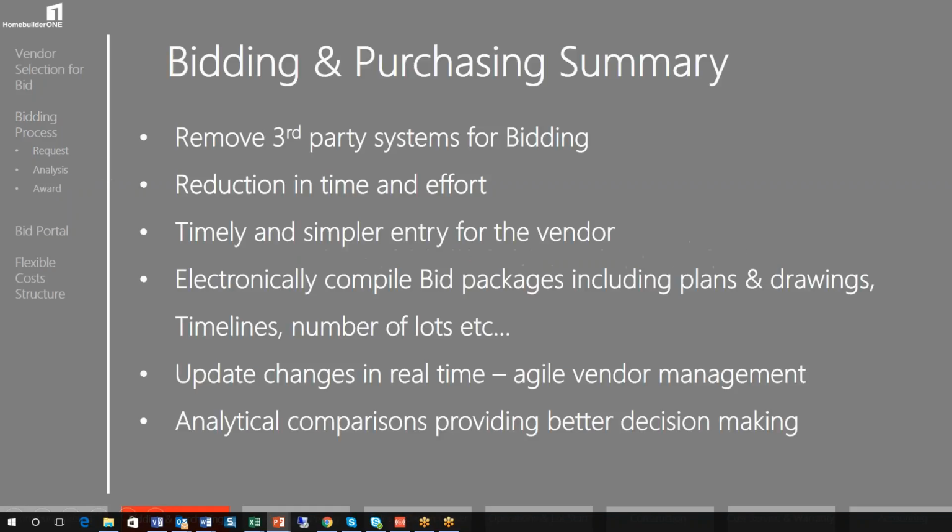So jumping back into the deck then. So really in summary, I think we've just covered that off pretty well. We can do analytical comparisons. We can electronically compile our bid packages that could include any plans and drawings and timelines, a number of lots, etc., that we need to supply the vendor in order for them to give us a cost. So that's all available within our bidding and procurement section.